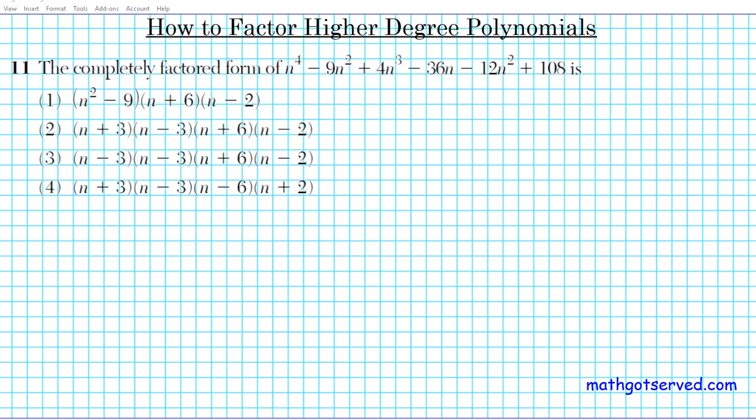Alright, so let's go ahead and factor this quartic with 6 terms completely and see which one matches. Okay, so we have n to the fourth power minus 9n squared plus 4n to the third.